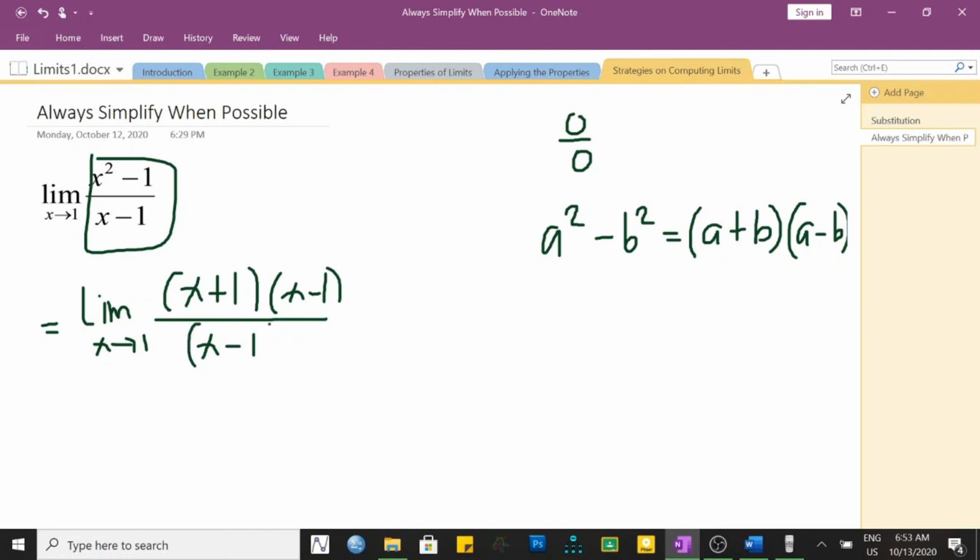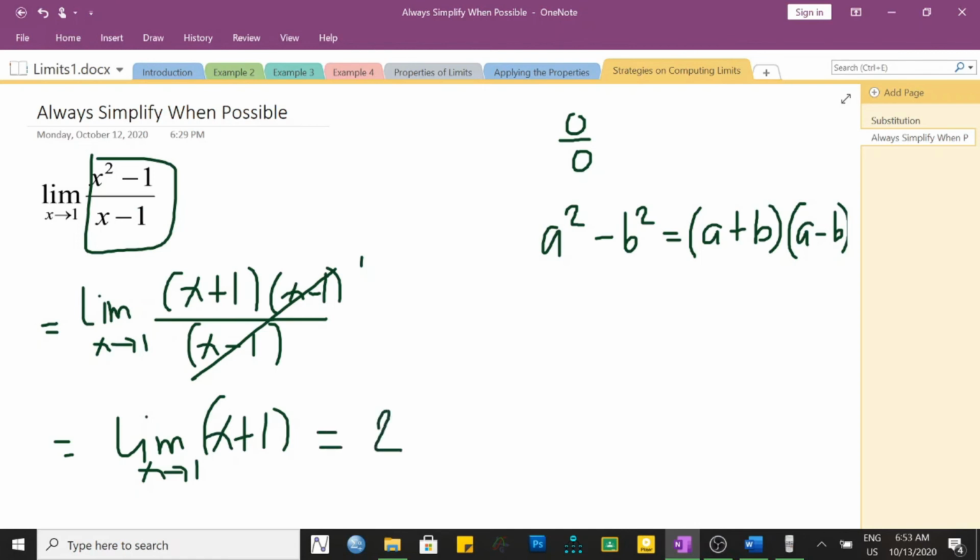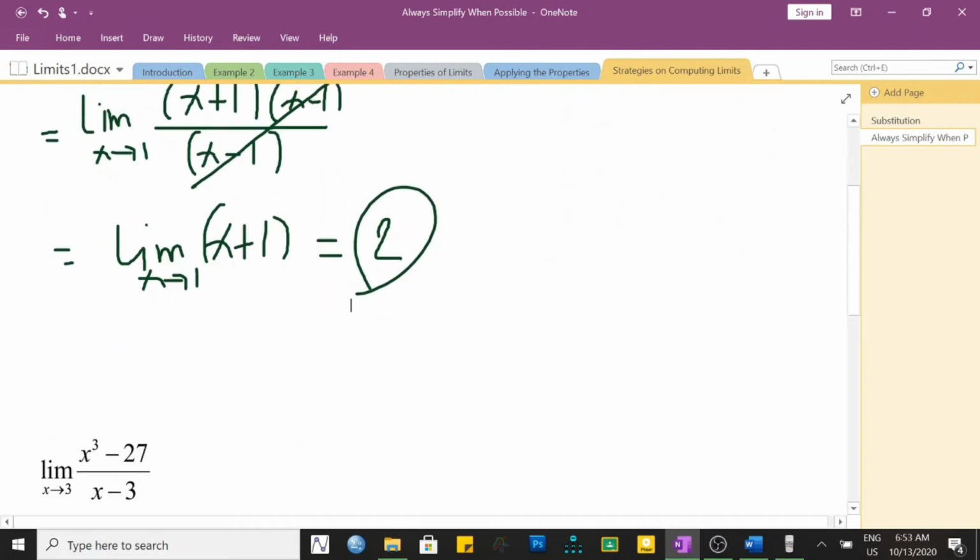You see here that this is just 1. So we are actually only left with the limit of x plus 1. And it becomes a polynomial. So substitution now is allowed. Our answer is simply 2, because if you substitute 1 to x plus 1, we get 2.